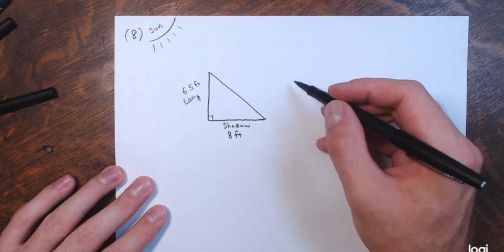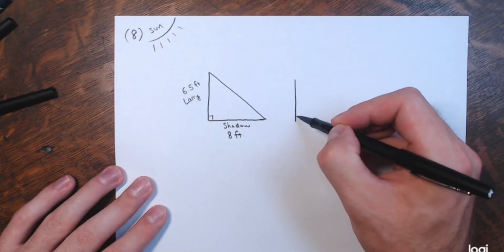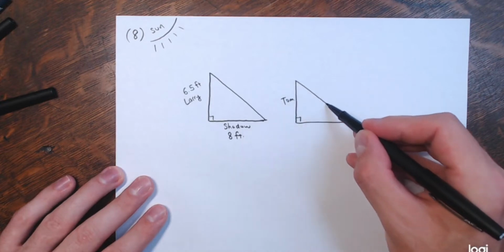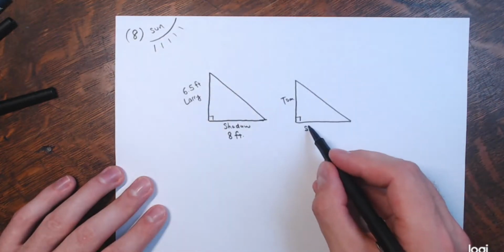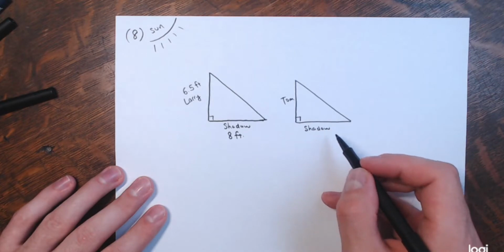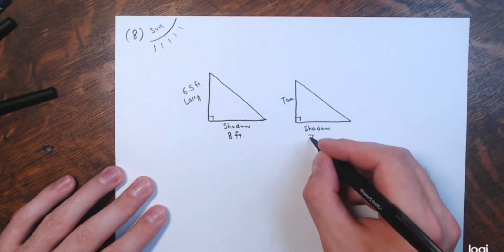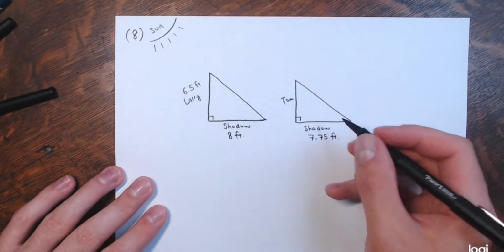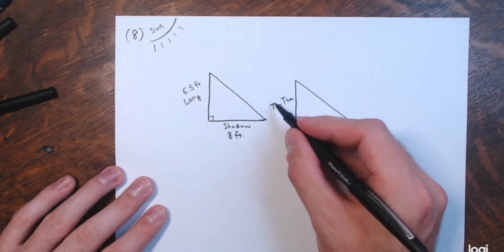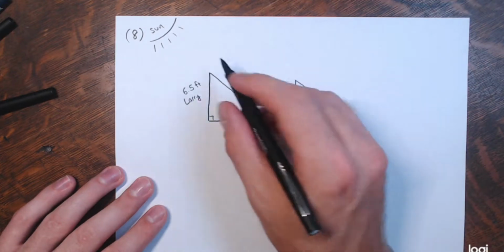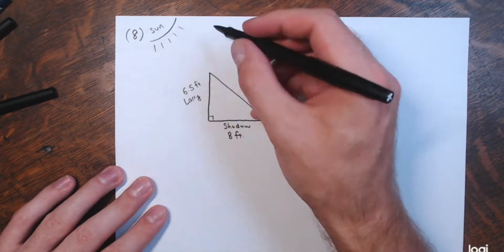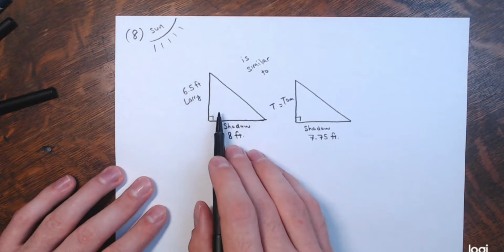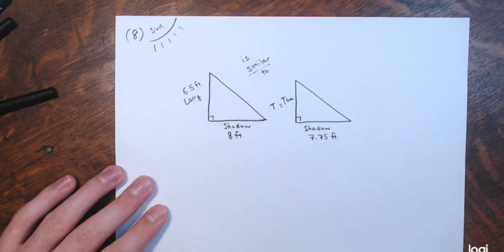And then Tom was standing near Larry in the backyard, so again standing straight up. And Tom also casts a shadow in the same direction. They said Tom's shadow was 7.75, or 7 3/4 feet long. And the question is, what is Tom's height? I'm just going to call it T for Tom. Since they're standing next to each other, straight up, at the same time of day, these triangles should be similar. This triangle and Larry's triangle should be similar to Tom's triangle.